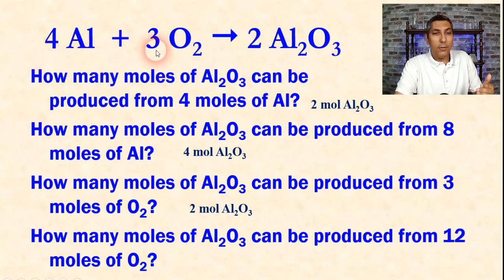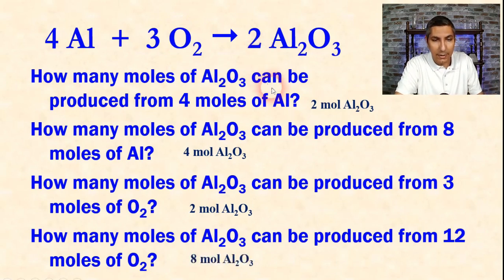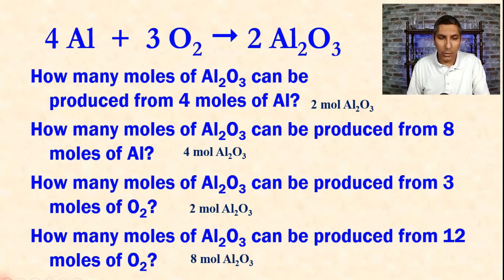Well, notice that the mole ratio of oxygen to aluminum oxide is 3 to 2. But this time, we don't have 3 moles of oxygen. We have 4 times as many, don't we? We have actually 12 moles of oxygen. It's almost like we've quadrupled the recipe. So if we're starting with 4 times as many moles of oxygen, then we're going to end up with 4 times as many moles of aluminum oxide. So 2 times 4 is 8. So we're going to make 8 moles of aluminum oxide. This is how mole ratios work.